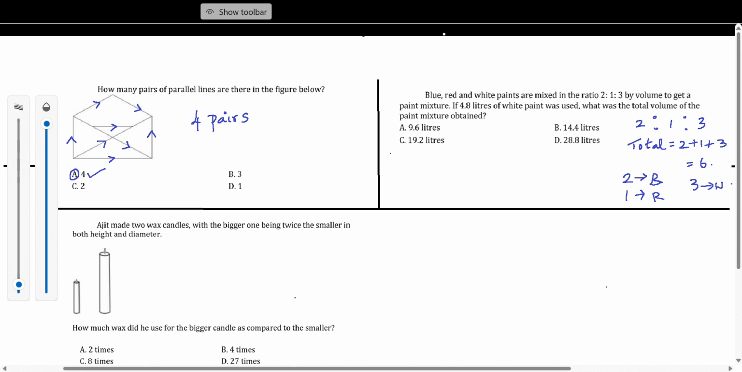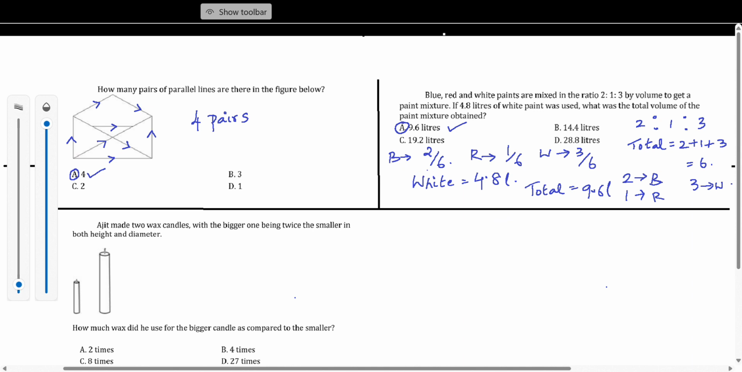So obviously blue is 2 parts of 6 parts. Red is 1 part of the 6 and white is 3 parts of the 6. Now in the simplest form, 3/6 is 1/2, which means half of the paint should be white. If the white paint was 4.8 liters and if this is half, then the total should obviously be double of this, which is 9.6 liters. So option A, 9.6 would be the right answer.